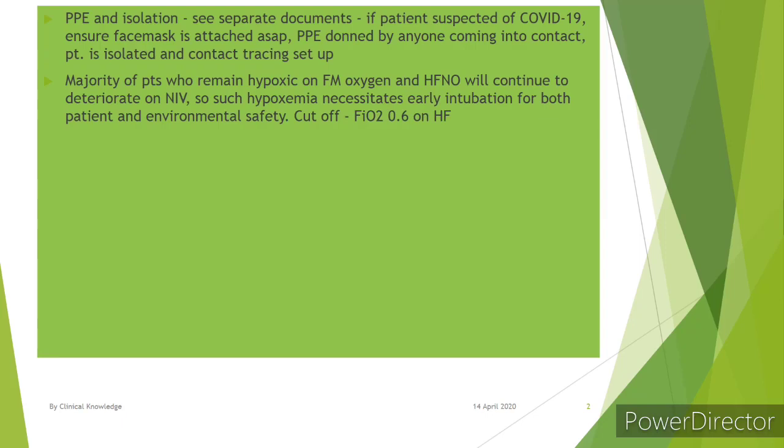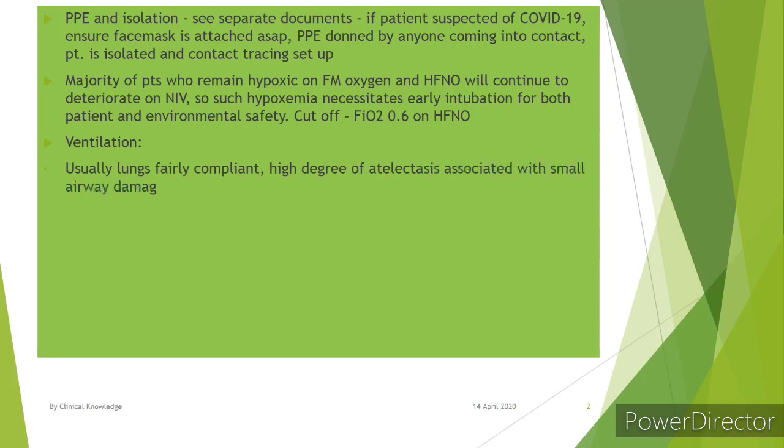Ventilation. Usually lungs are fairly compliant, with a high degree of atelectasis associated with small airway damage. Use low TV, tidal volume, according to the ideal body weight formula, that is 4 to 6 ml per kg IBW. WHO recommends a high PEEP strategy using the high PEEP ARDSnet table in relation to FiO2.